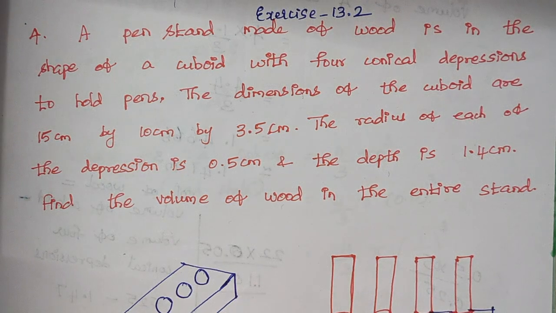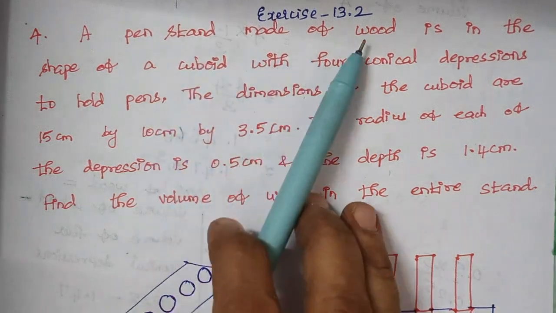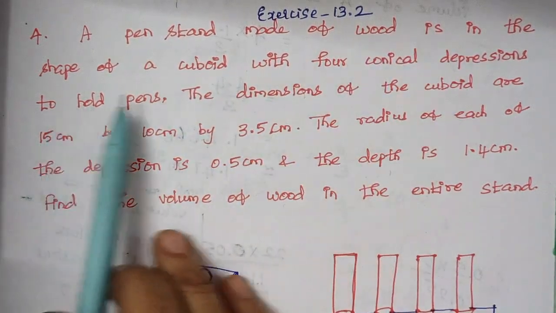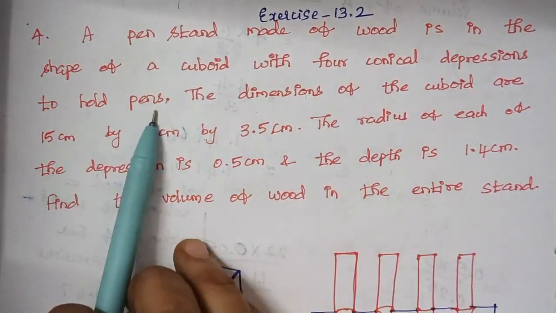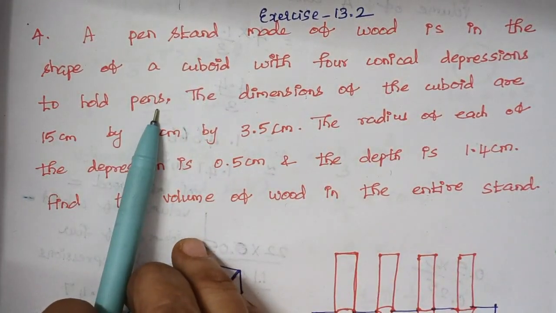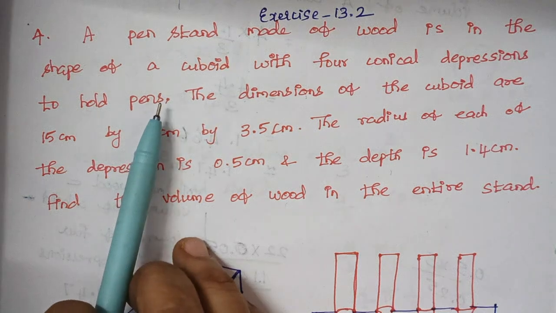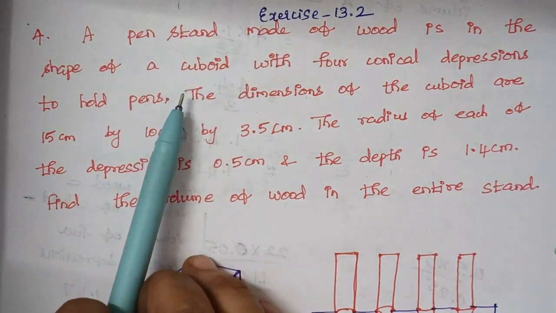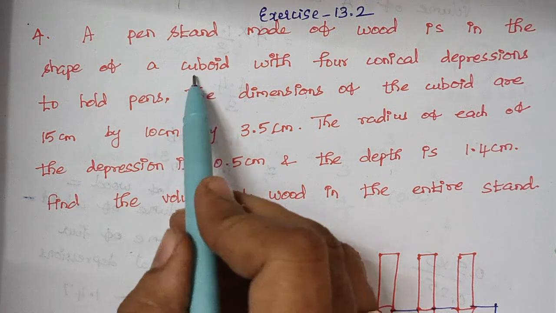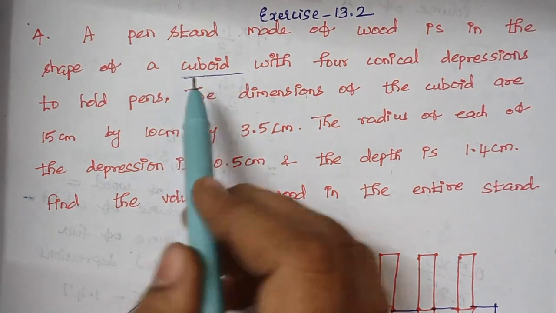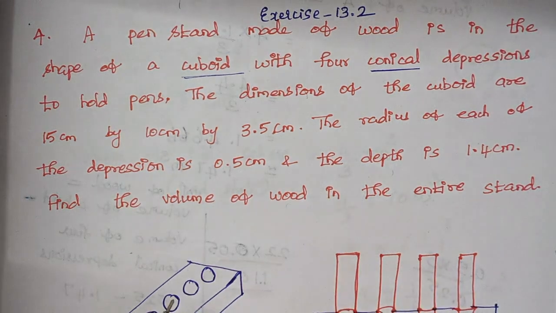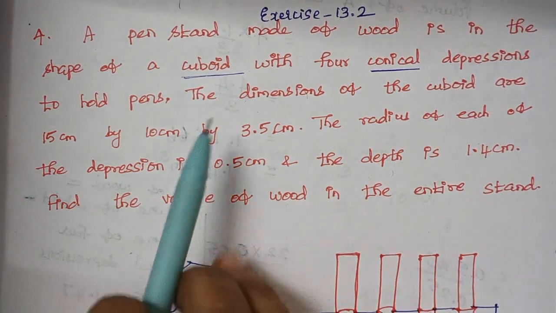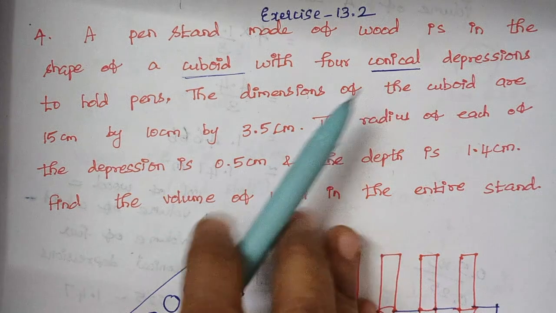The problem is: a pen stand made of wood is in the shape of a cuboid with 4 conical depressions to hold pens. So now we are going to discuss a pen stand. What is its shape? It is in the shape of a cuboid with 4 conical depressions. So here we are going to discuss a cuboid and a cone.